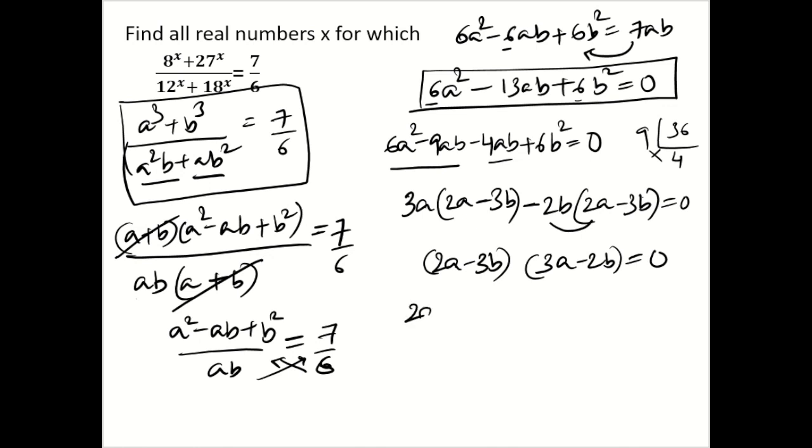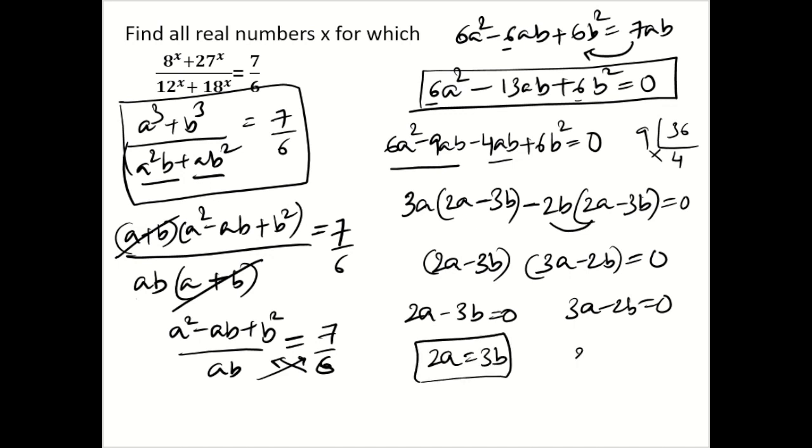So now we have two solutions. One is 2a minus 3b equal to 0, the other 3a minus 2b equal to 0. So this becomes 2a equal to 3b and 3a equal to 2b.